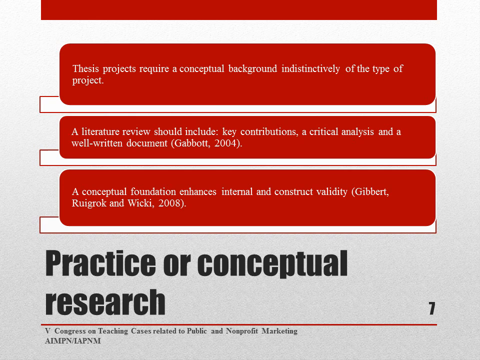When the study is conducted for academic purposes, a conceptual background will be expected in either type of research. Therefore, in this component, I will focus on the characteristics that should shape a literature review. This literature review should include key contributions, a critical analysis of those contributions, and a well-written document. This is an important step because it provides the foundation that will, in consequence, enhance internal and construct validity.